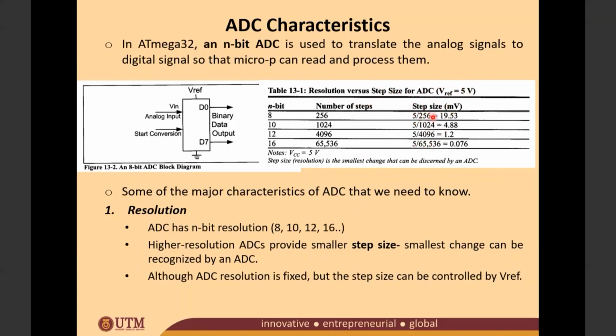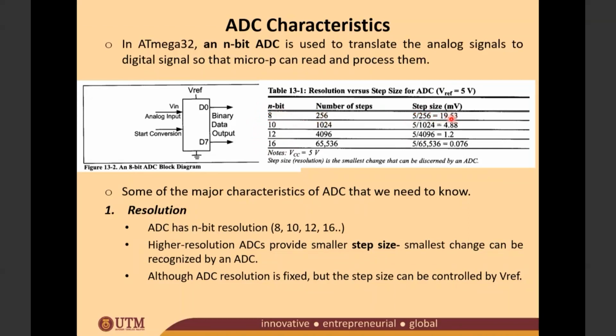How to get the number of steps? The number of steps depends on the bits, the resolution of your ADC. If you have an 8-bit ADC, the number of steps is 256. How to get 256? 2 to the power of 8 is 256. So what is the step size? The step size is 5 divided by 256, equal to 19.53.